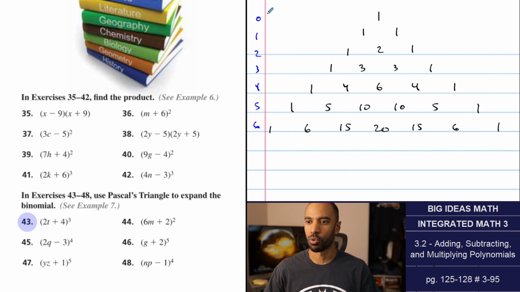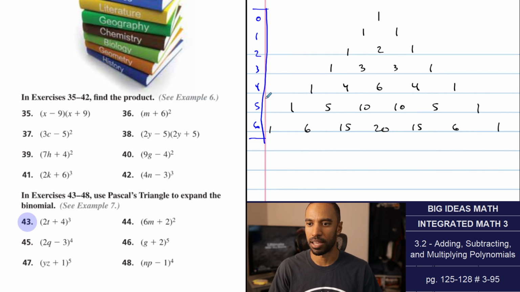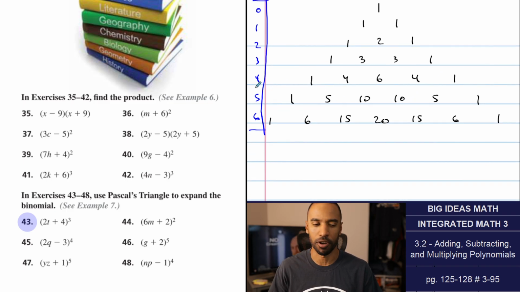Okay, so those are the rows involved. This is based on whatever power we raise this to. See if you keep this in mind. See if you heard me on the lecture portion. See if you can follow along. If you didn't, let's try it.